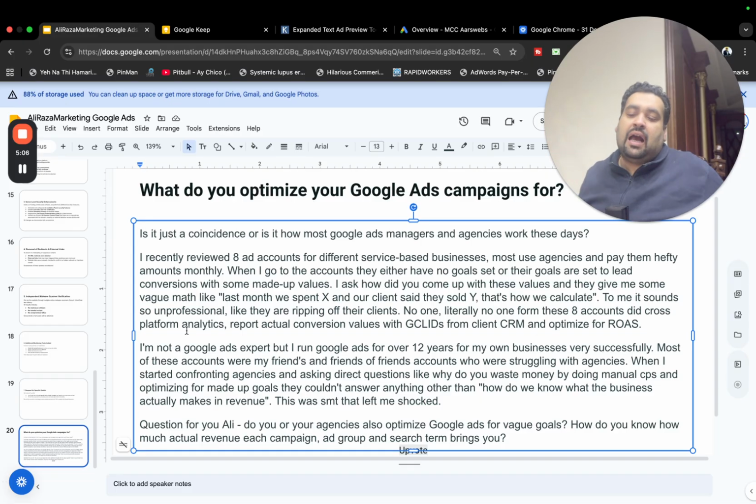Apart from this, I think sometimes, though it's very, very rare, it happens that the person who is your account manager has no clue on this, like setting up conversion values for the conversions. So that can be a thing as well. So I hope this answers your question.